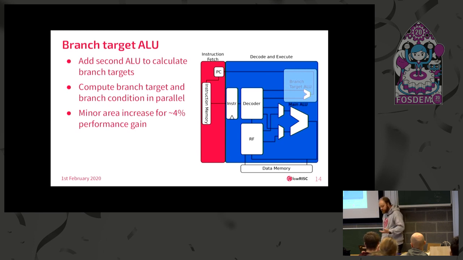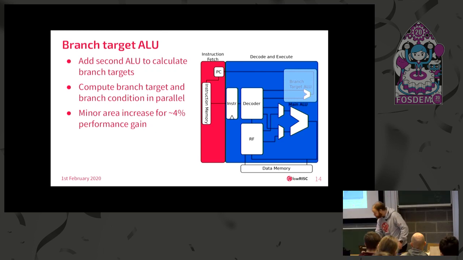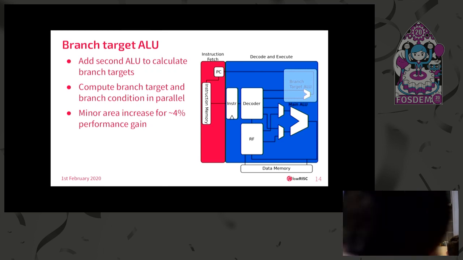So if we want to remove this stall cycle around computing branch targets, all we need to do is just add in the second ALU. So rather than spending two cycles using this main ALU twice, we are going to use the main ALU to compute the condition, decide whether or not we're branching, and at the same time perform the addition that's going to work out where we're branching to. We increase the area of the core a little bit because we're adding in some extra logic, but we reckon we're going to get around about a 4% performance gain out of it, so this is probably a good idea. So we do this. Nice, straightforward.